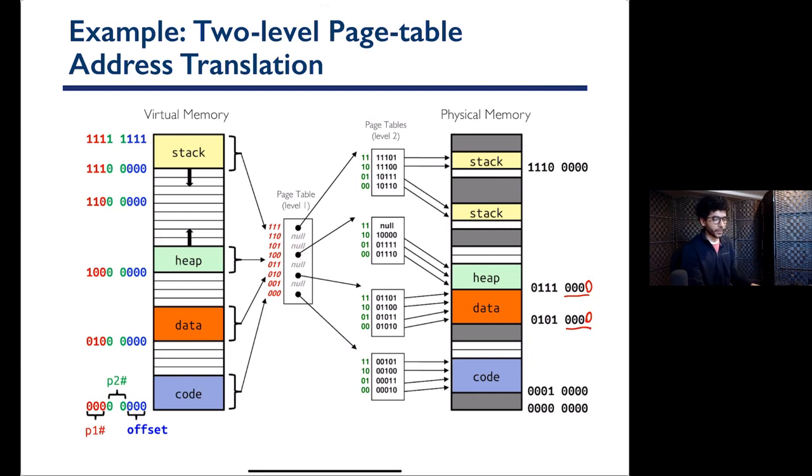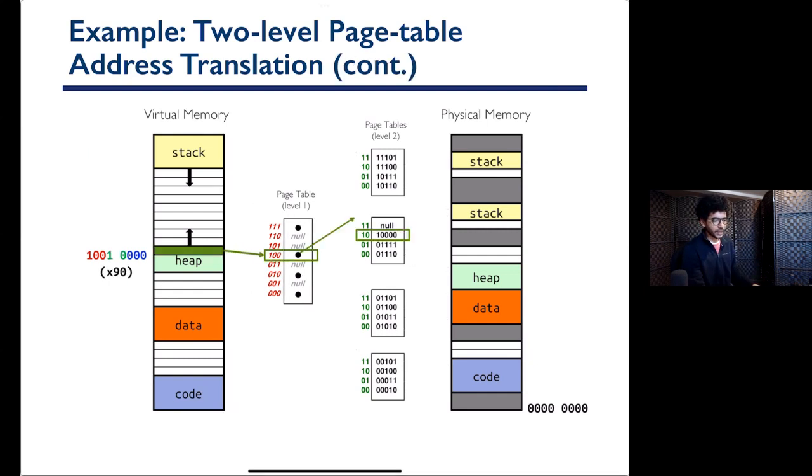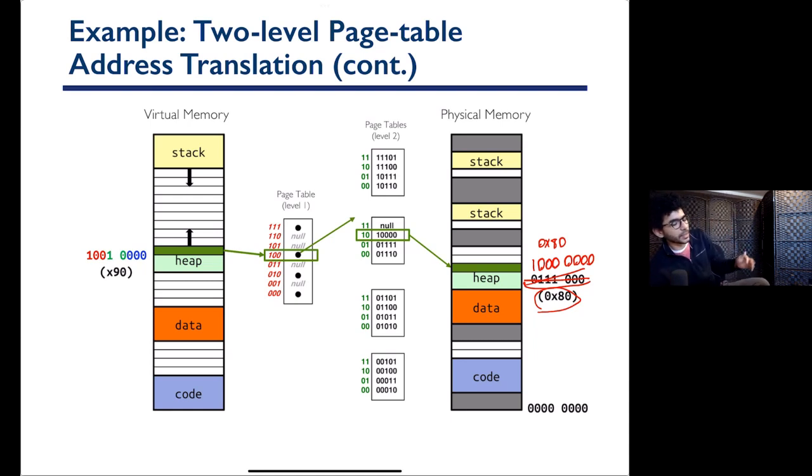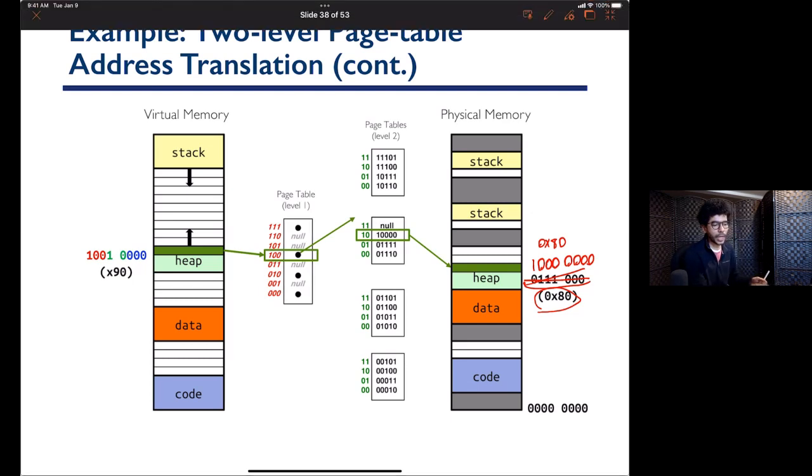And then here, this number is correct, but then this number is wrong. So this should be 1000, and then 0000, which is 0x80. So this is another typo. I realized this later on, and I have updated the slide. So make sure that you download the latest version, which is just a fix that I just explained.